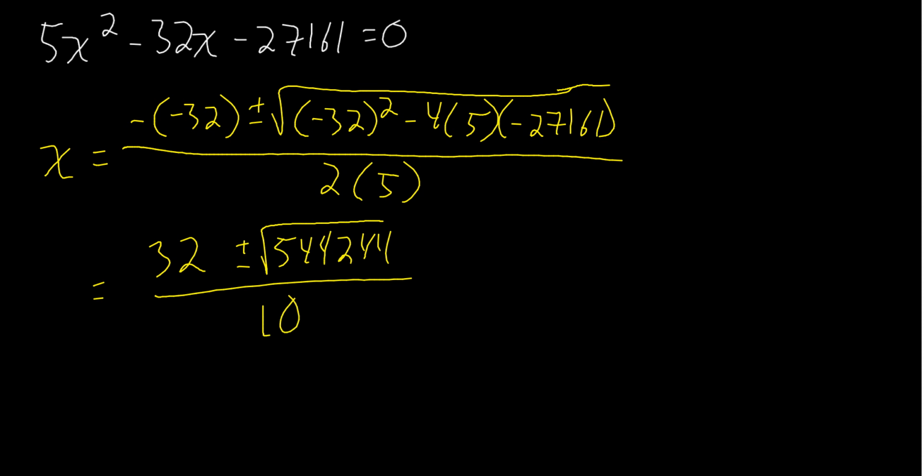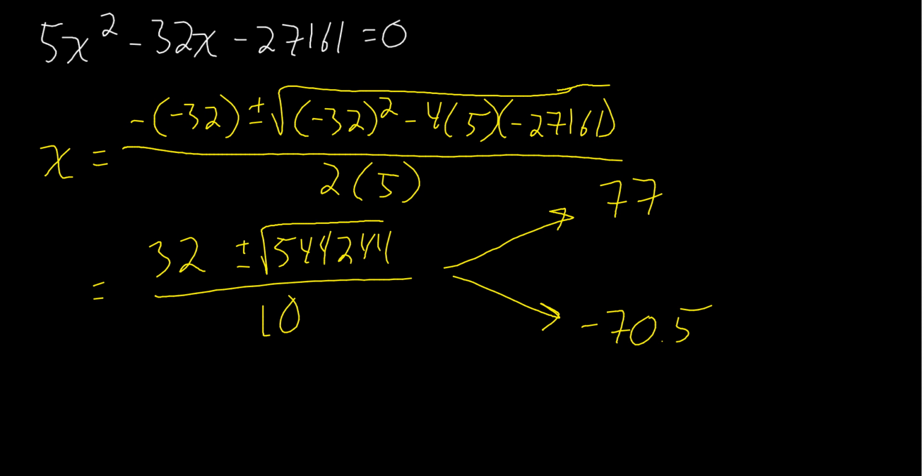So, I'm not done yet because I'm going to figure out what these numbers are, right? I'm going to take the positive of it, because it's a plus or minus, and then I'm going to take the negative of it, and we're going to see what happens here. So 32 plus the square root of 544,244, and then all that divided by 10 is 76.97. So we'll just write that as 77. And then the minus of it is a negative 70.5, so minus 70.5.